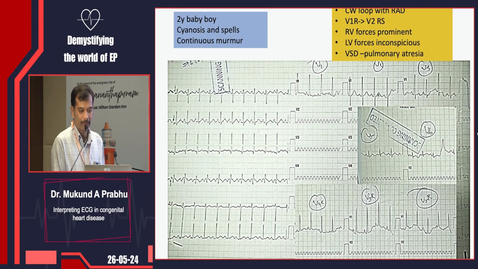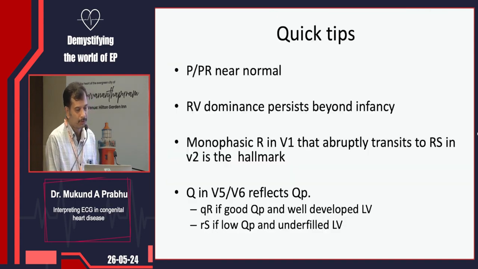But when the RV outflow obstruction is so severe, like VSD with pulmonary atresia, an extreme form of TOF, you may not get significant LV forces, as in this baby. But having said that, pulmonary blood flow determines whether you will get LV forces or not. If you have well-fed collaterals or a PDA supplying the lung, you might still get good LV forces in VSD pulmonary atresia.